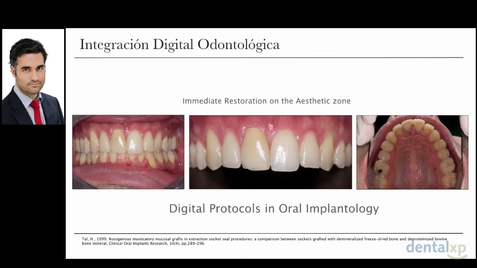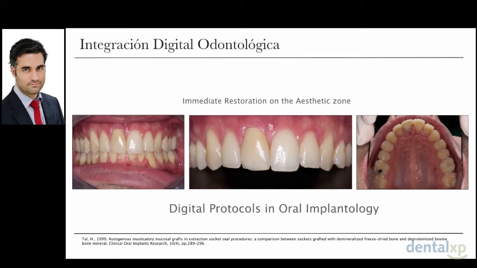So if we are going to do immediate implants here, nowadays I really prefer to do a socket preservation, a ridge preservation, wait and do the implant, and after that you can do some soft tissue graft. So in this case I'm going to use a punch technique.